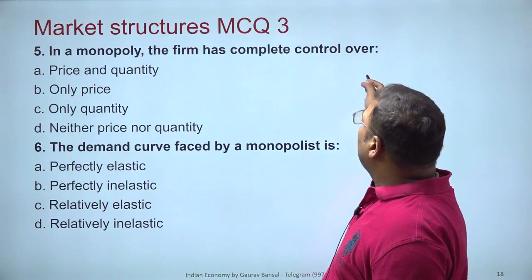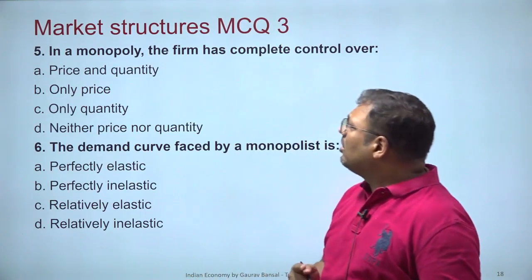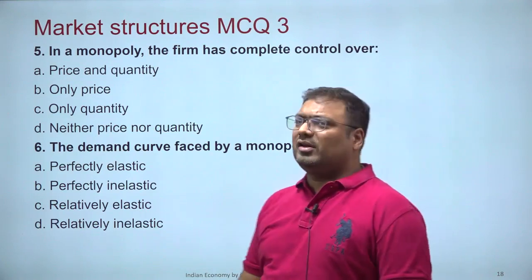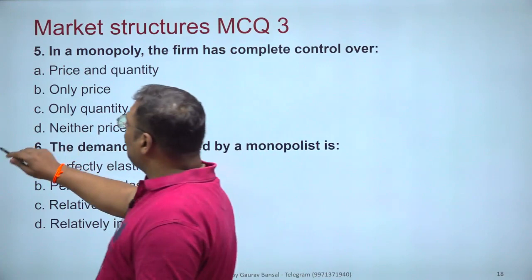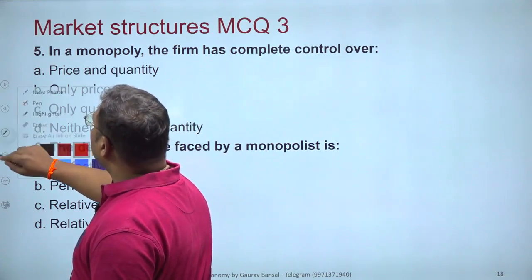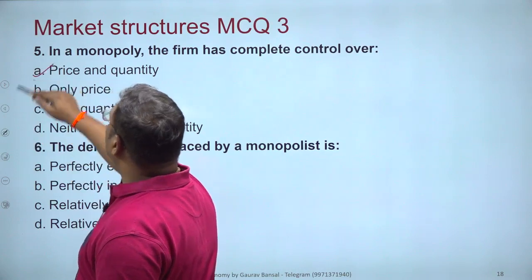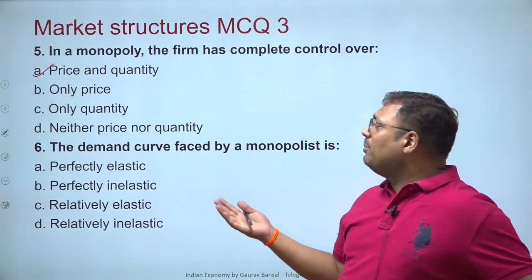Okay, in a monopoly, the firm has complete control over price, quantity, or both. What is the answer? Both is the answer here. If you know it simply, there is a single firm which is producing. So it can decide how much it wants to produce. It can also decide at what price it wants to sell. So a single firm has the ability to choose.